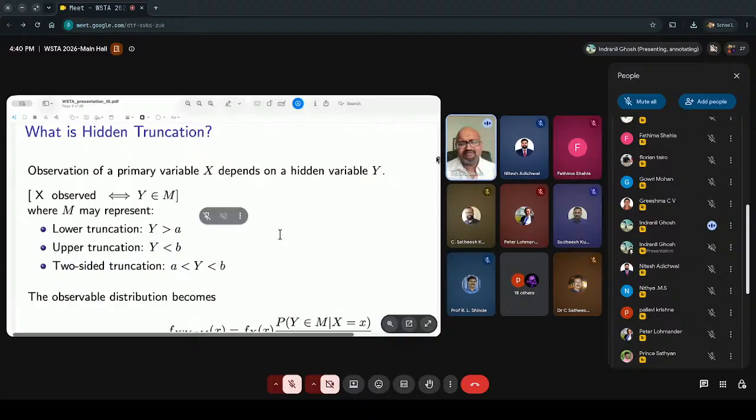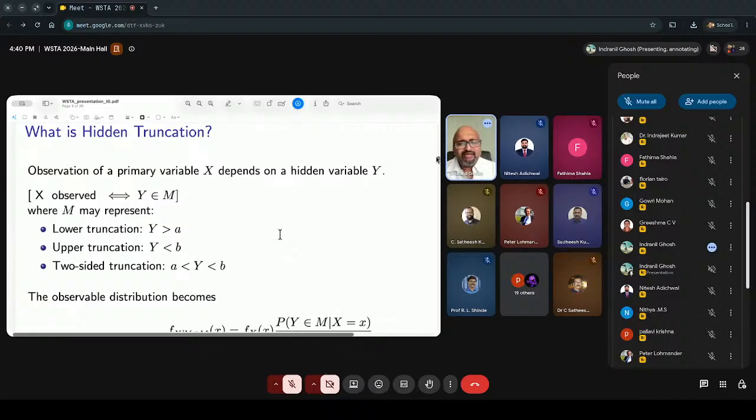So in terms of mathematical framework, if I say X is my primary variable, study variable, it depends on a hidden variable Y. Lower truncation could be Y bigger than some A, upper truncation Y less than B, and two-sided truncation, or both-sided, is Y chopped off between A and B. So these A and B are to be properly estimated using the data.